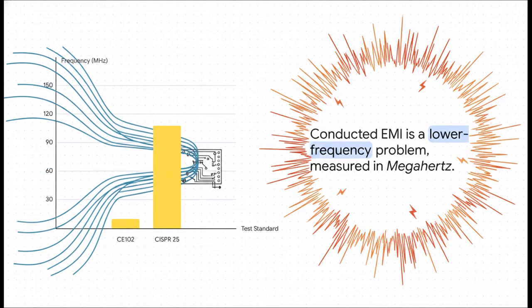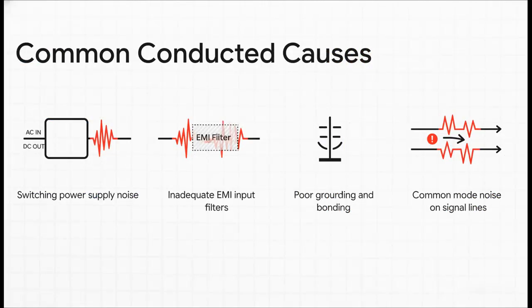Now have a look at these frequencies. Compared to what we just saw, conducted EMI is a much lower frequency issue, right? We're typically measuring in kilohertz or megahertz, not gigahertz. This visual contrast between the two charts is a fundamental clue in your diagnosis. And of course, the root causes are different too. Here we're often looking at things like noisy switching power supplies, maybe a missing or just inadequate input filter, poor grounding, or common mode noise hitching a ride where it shouldn't. It's all about how that power is managed and contained inside the system.